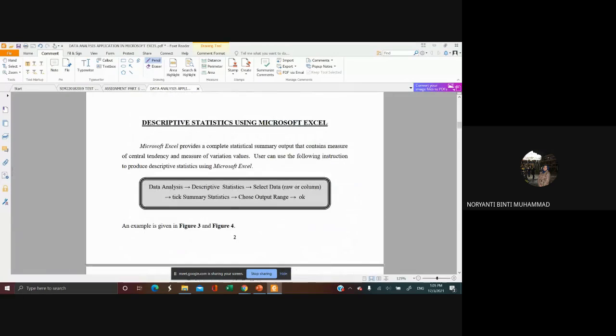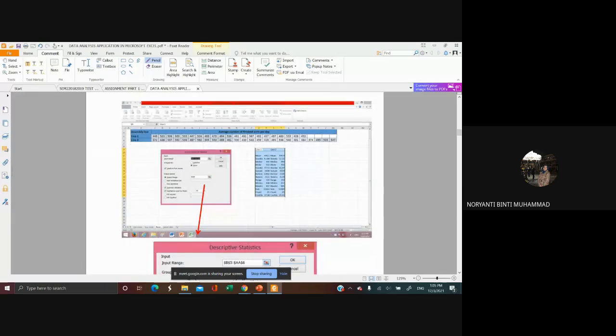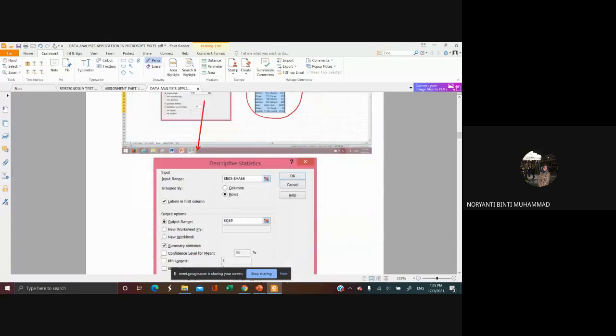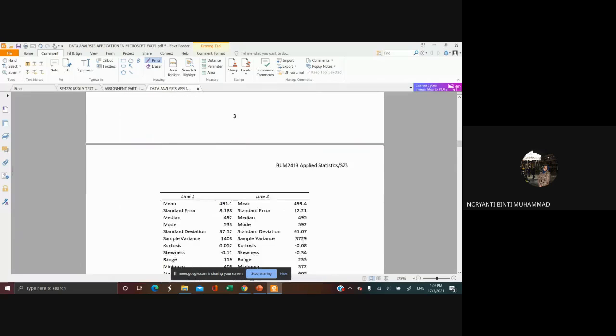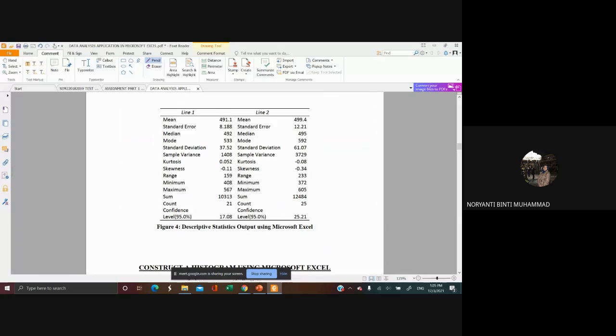So this one, descriptive statistic, and then the output should be like this. All right, so from this output, you need to summarize in the table measure of central tendency and measure of variation. So you can see that this is tendency: mean, median, mode. Okay, measure of central tendency. And then measure of variation, you have what?